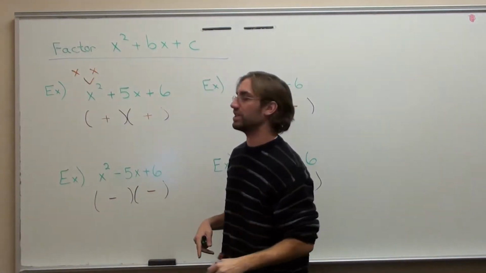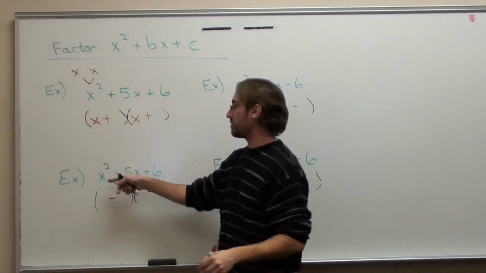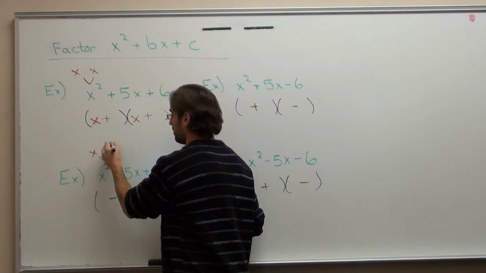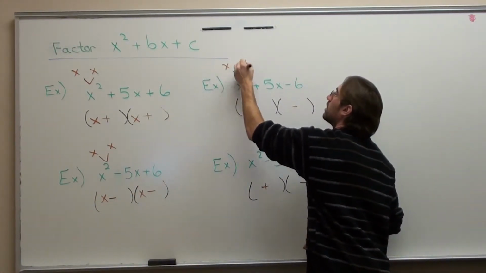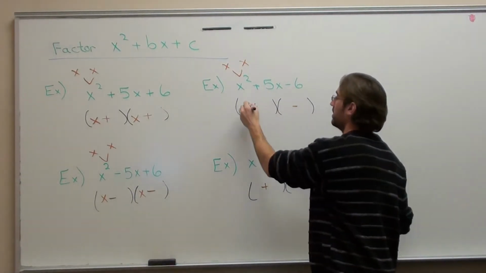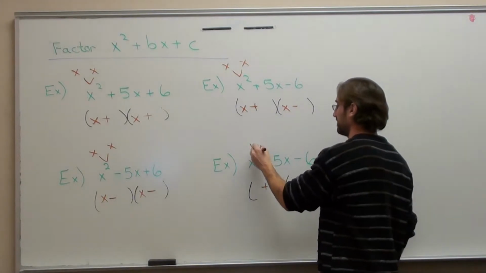X and x. Okay, that's pretty easy. So put this x here and put the other x there. What times what equals x squared? X and x. What times what equals x squared? X and x. And what times what equals x squared? X and x.